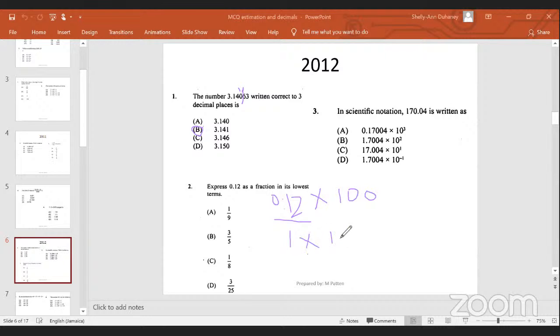So we do the same thing to this, and hence it is 12 over 100. Miss, we could have just put the 12 over the 100. Of course you can do that, I was just showing you how you get that. So 12 over 100, when we simplify that, we end up with 3 over 25, which is correct.